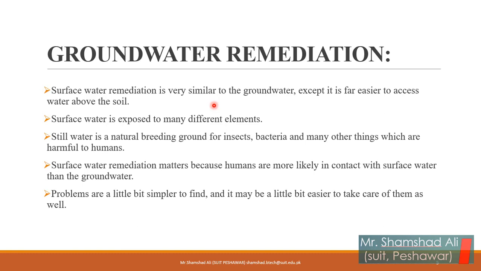Surface water remediation is very similar to groundwater remediation, except it is far easier to access water above the soil. Surface water is exposed to many different elements, as it is polluted by sources like humans, mainly humans, the industries, etc. Still water is a natural breeding ground for insects, bacteria, and many other things which are harmful to humans, such as malaria and recently dengue. So they can breed in still water. That's why still water is a natural breeding ground for insects, bacteria, etc.